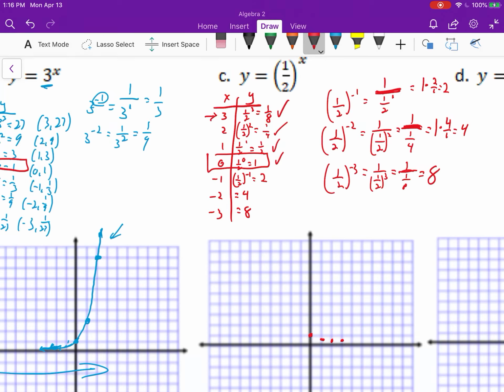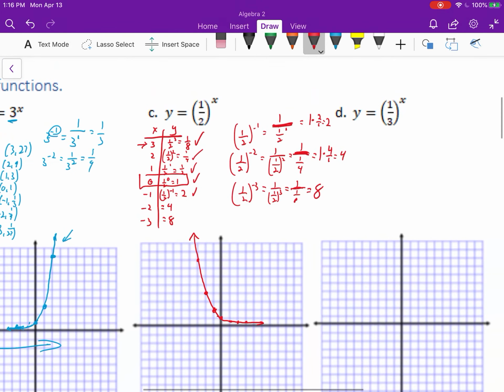When we put in negative 1, we got 2. So we did this, negative 1, we got 2. Negative 2 gave us 4. And negative 3 gave us 8. And so there's that graph. It gets closer and closer to the x-axis, but this time on the positive side.